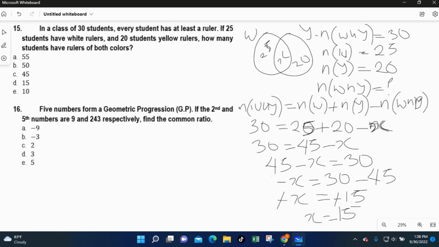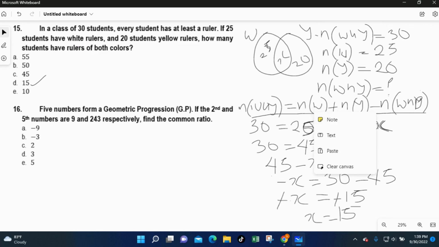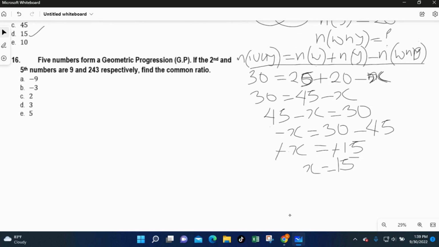Do you get that? Do we have that in the options? Yes, we have option D as the solution to that question. So you see, set notation like this is used to solve questions like this, where the union of both sets is equal to the number in this set plus the number in that set minus the intersection of the two sets. Now let's look at the next question.